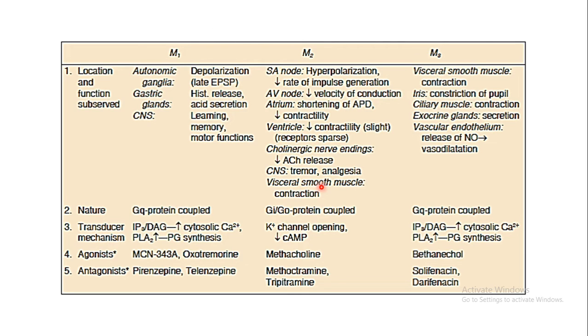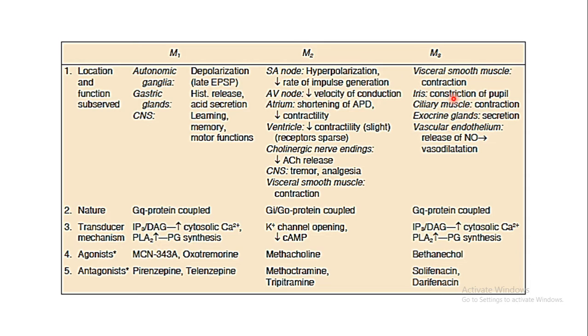Also, M2 receptors are found in the visceral smooth muscles, wherein it results in the contraction of the visceral smooth muscles. Now coming to the nature, here Gi and Go coupled proteins are involved. The transducer mechanism involves potassium channel opening, so an ion channel is involved over here, and a decrease in the cAMP concentration. Selective agonists include methacholine and antagonists include methoctramine and tropicamide.